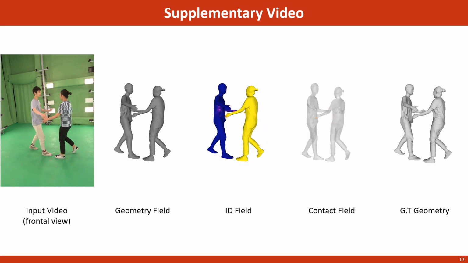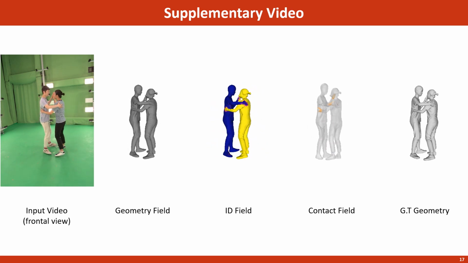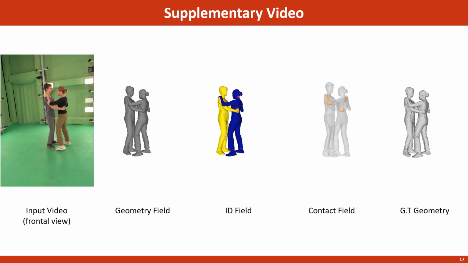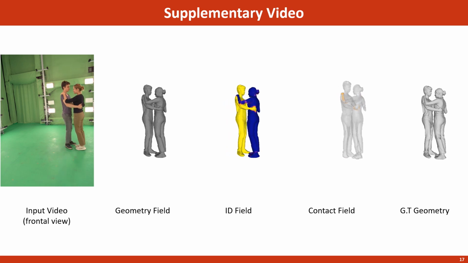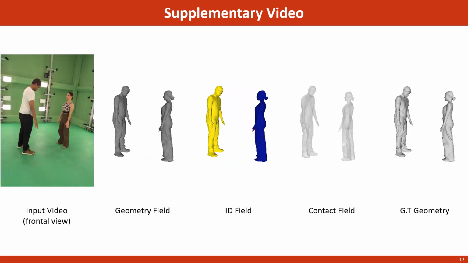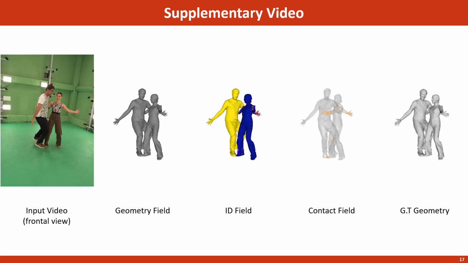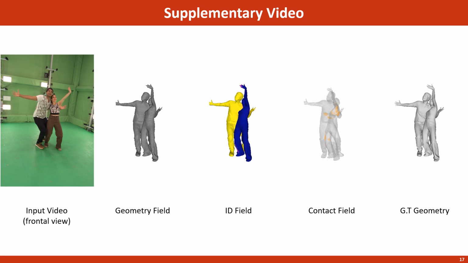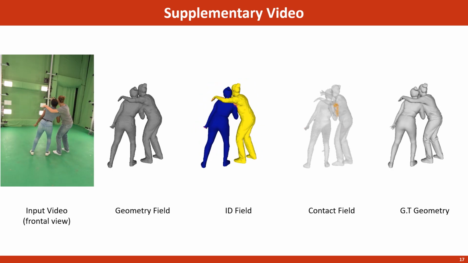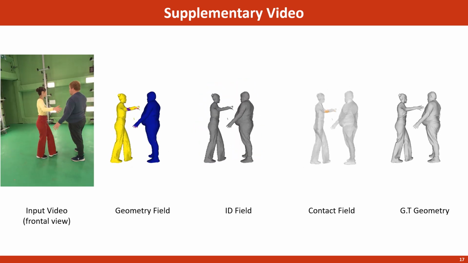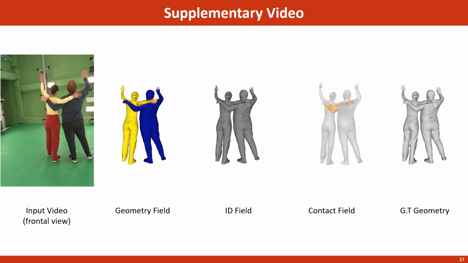Here's our supplementary video. From the input multi-view videos, we estimate the interaction geometry. Our method predicts the geometry field and ID field simultaneously. From these, we estimate the contact field. By doing so, we're able to model complex interactions between individuals in a unified way.